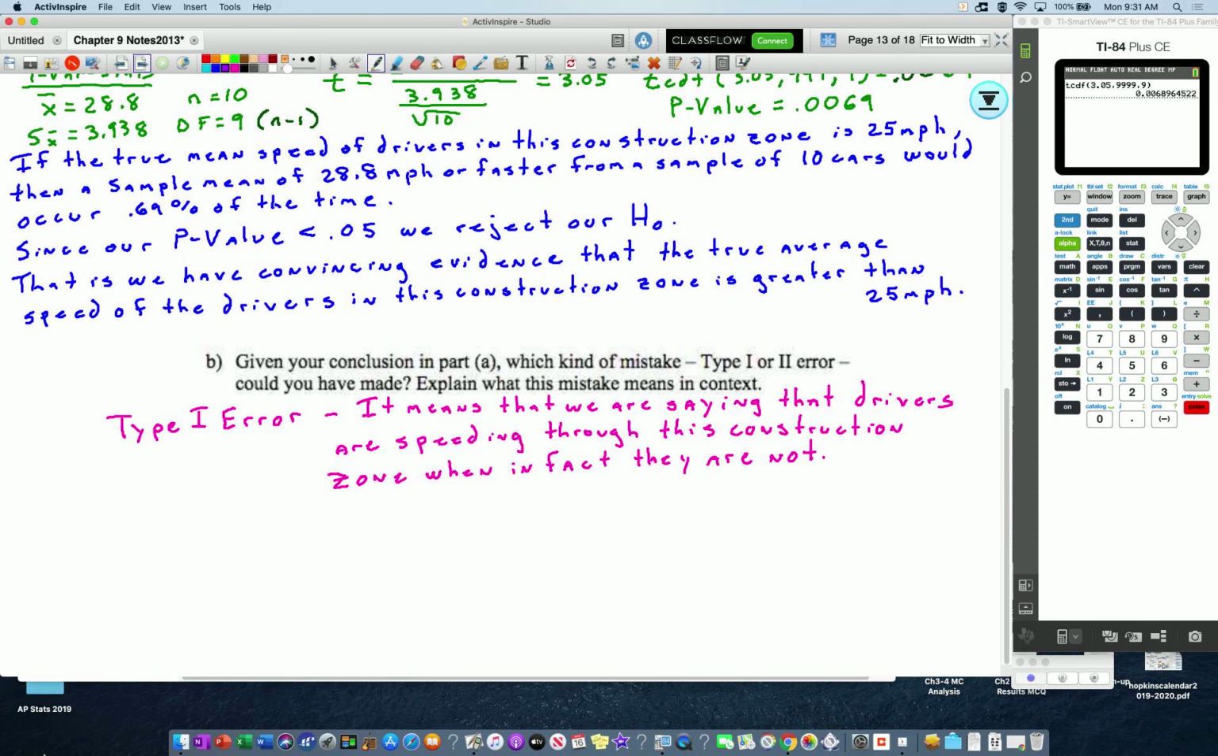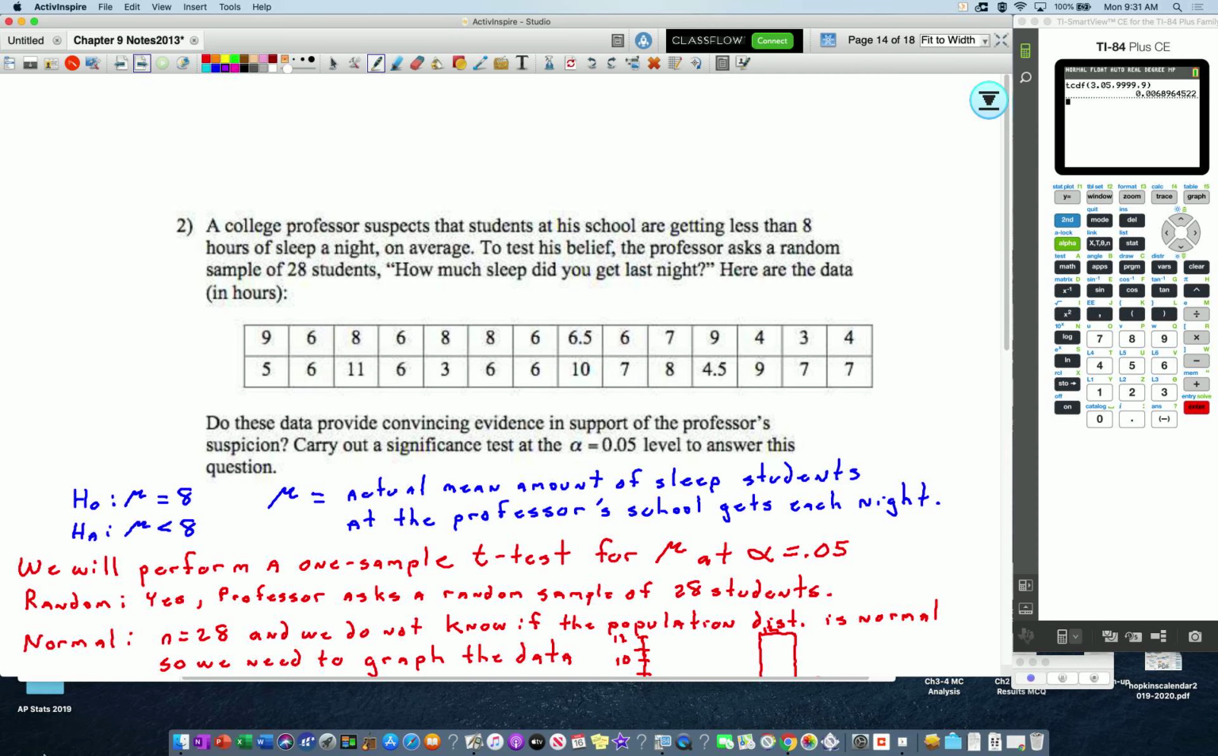All right, so the first one was a greater than test. So let's take a look at a less than one. So on this one, a college professor suspects that students at his high school are getting less than 8 hours of sleep a night on average. To test his belief, the professor asks a random sample of 28 students, how much sleep did you get last night? Here is the data in hours. So the question is, does the data provide convincing evidence to support the professor's suspicion?